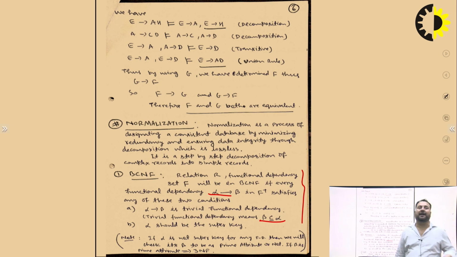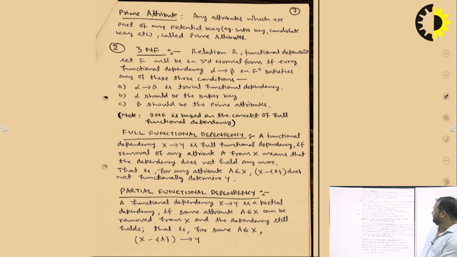And 3NF looks at the right hand side, beta. If you can find that the right hand side is a prime attribute, then it will be 3NF. Let's see it one by one.